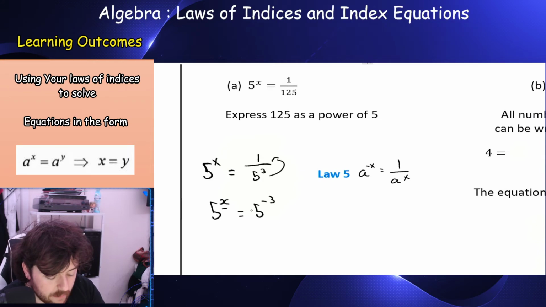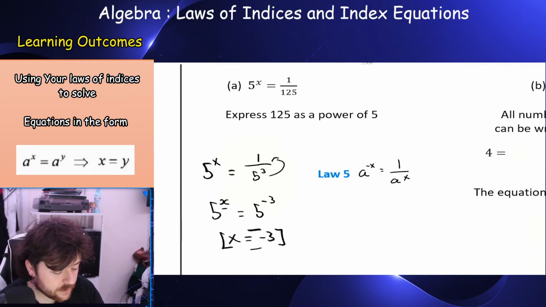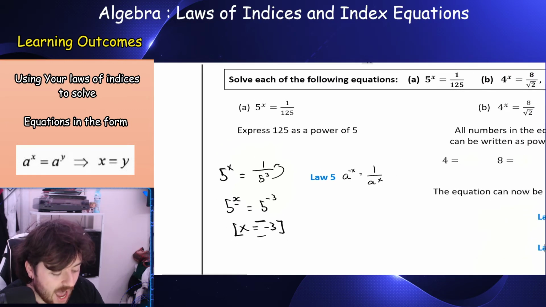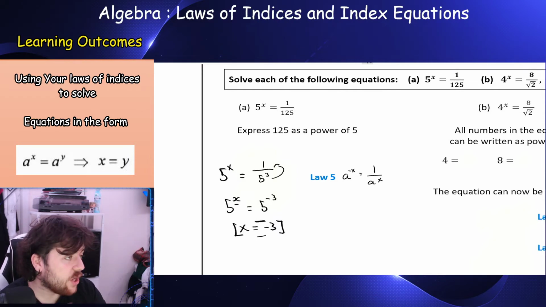Now I have both in the same base, they both have a base of 5. So now let the powers equal each other. So now I have x equals minus 3. Easy peasy. And then you can check this by subbing it into your calculator as well. If you just sub it in your calculator and get 1 over 125, you know you're doing something right.